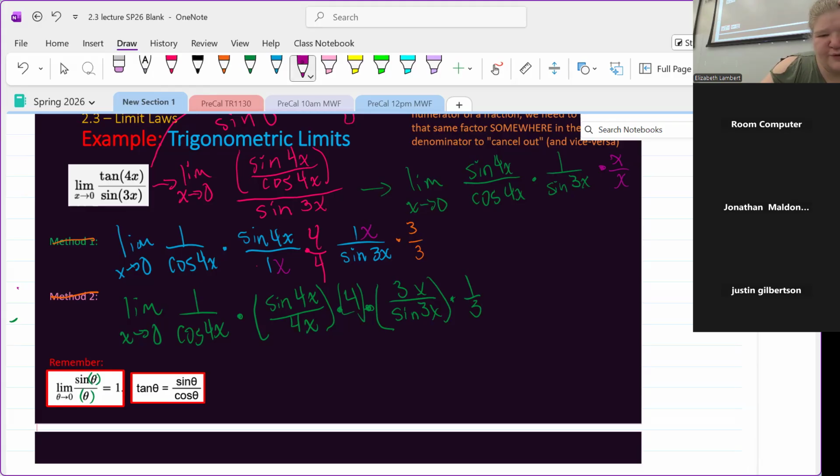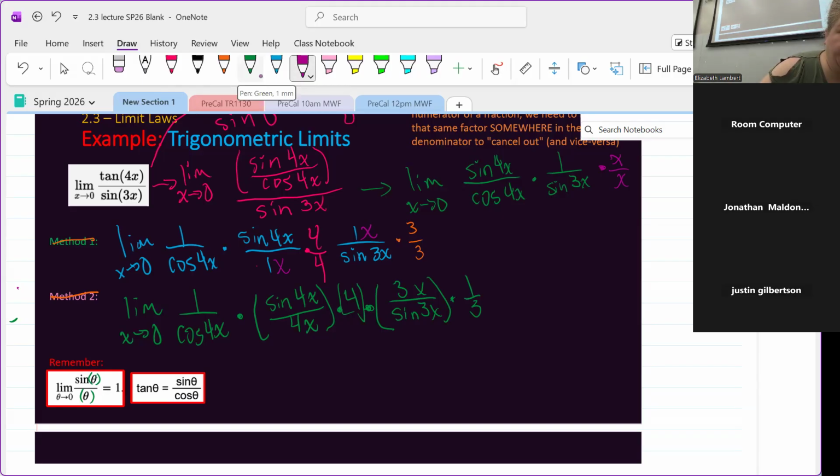So with my 4 over 4, the 4 on the bottom came inside the fraction. The 4 on top is staying outside. With my x over sine 3x, the 3 on top came inside. The 3 that was on the bottom, the 1/3, stayed on the outside.